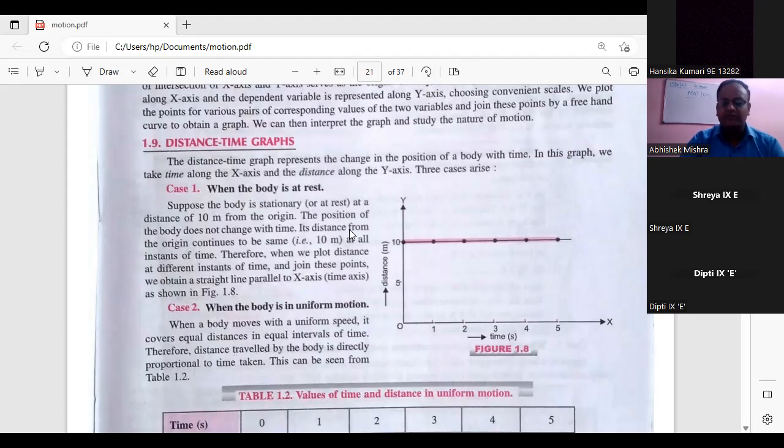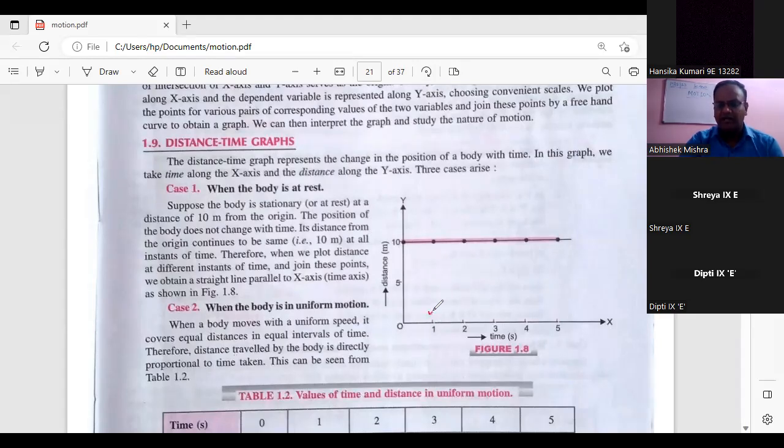Now, we are supposed to talk about three cases. The first case is when the body is at rest, which we discussed in our offline class, but I'm continuing from it. Suppose the body is stationary at a distance of 10 meter from the origin. We are just hypothesizing this. Starting from rest, the body has attained a distance of 10 meter from the origin, and now the position of the body does not change with time. That means its distance from the origin continues to be the same at all instants of time.